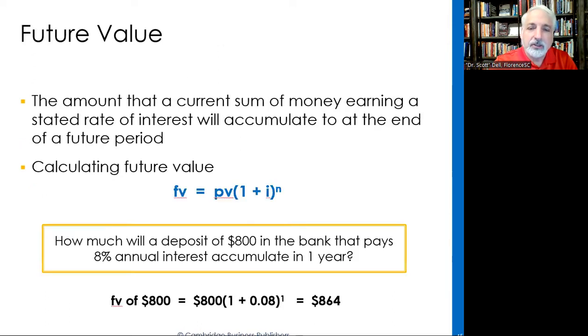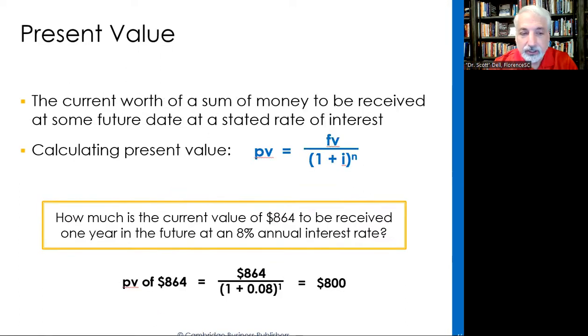So let's talk about the actual future value of money. That's kind of the inverse of present value. I say, okay, how much do I invest today at a certain percentage rate, and what will I get a year from now, or 2 years, or 3 years from now? So future value, you have a present value times 1 plus the interest rate to the power of n, which is the number of periods. So how much will a deposit of $800 in the bank that pays 8% annual rate accumulate in 1 year? Well, we're going to multiply by 1.08. So that $800 is going to be $864 at 8%. But if it's 2 years, 3 years, 4 years, that n is nice to have.